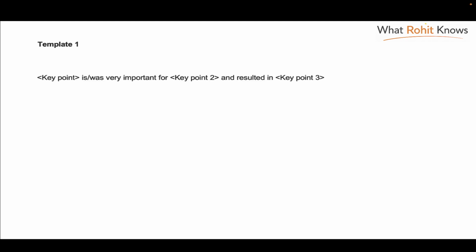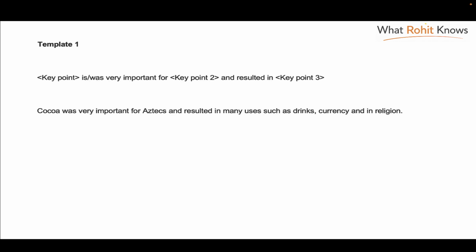In the first template, key point 1 was very important for key point 2 and resulted in key point 3. Keep in mind that in summarize written text, you can only write one sentence, so it is a bit more challenging than summarize spoken text. Usually the texts are of a few forms. There's something that is important that leads to another thing, and that ultimately has an impact or some result. If you can identify that kind of pattern, then you can pick key point 1, key point 2, key point 3, and it will look like this. So cocoa was very important for Aztecs and resulted in many uses such as drinks, currency, and in religion.